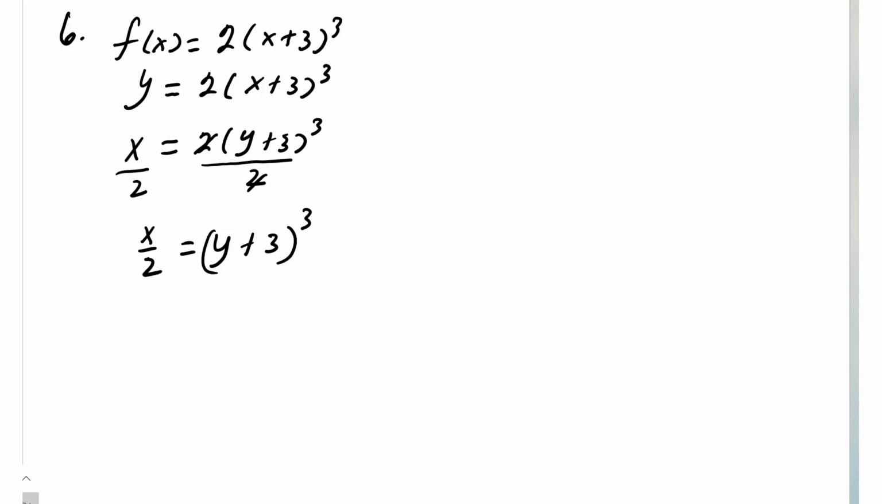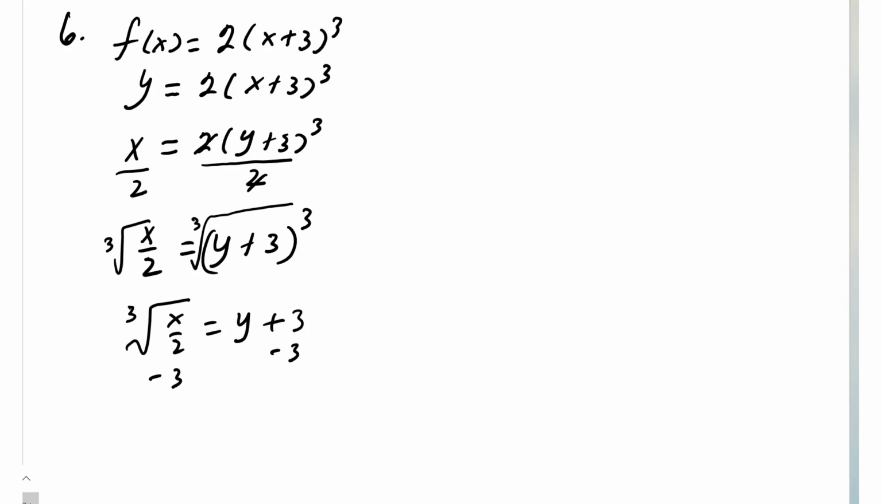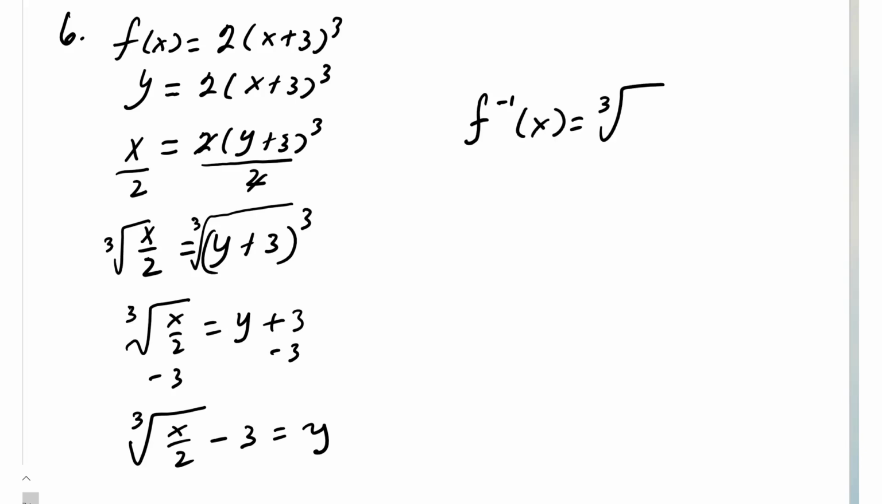Since we have a cubic, we're going to find the cube root of both sides. So we have the cube root of x over 2 is equal to, the cube root and the cube cancel, so you're left with y plus 3. And since we want y by itself, we're going to subtract 3. So we have the cube root of x over 2 minus 3 is equal to y. And we normally write it in function notation. So that's the inverse of f equals the cube root of x over 2 minus 3.